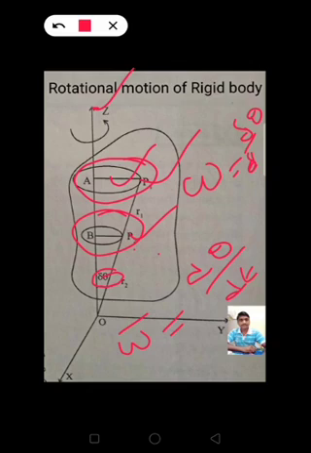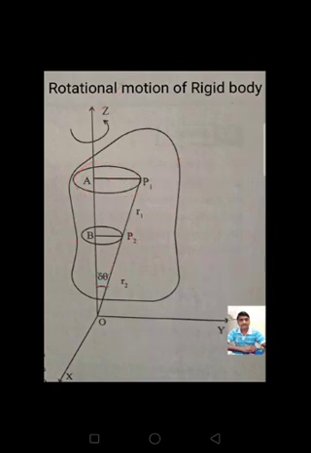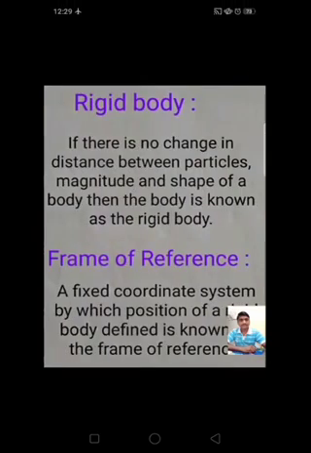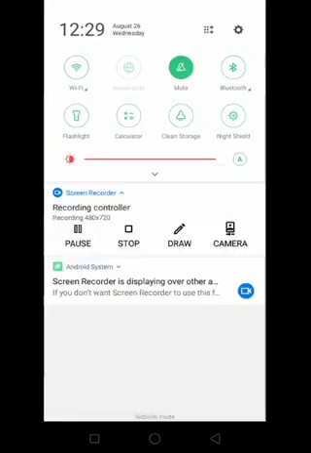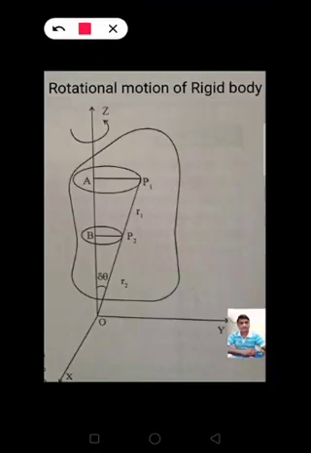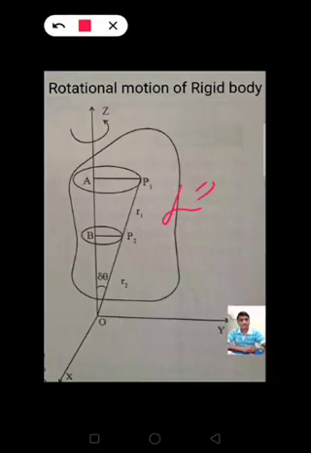So from this we can define angular acceleration also, that is alpha is equal to d omega by dt. So here angular acceleration alpha is defined as rate of change of angular velocity.